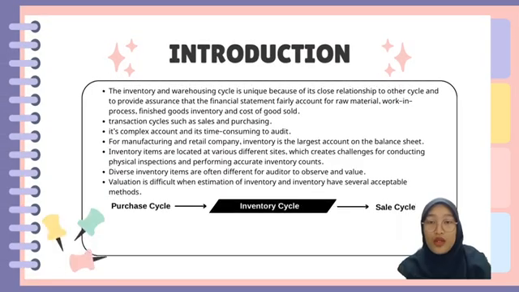So I will start with the introduction of the inventory and warehousing cycle. In the slide, the cycle is important because it connects closely with the purchasing and sales cycles, making it complex and time-consuming for audit. For manufacturing and retailing companies, inventory is often the largest asset, so any valuation error can mistake a financial statement. Challenges include tracking inventory across multiple locations and using different valuation methods. Accurate physical inspection and proper valuation are difficult but crucial to reflect a true financial position.